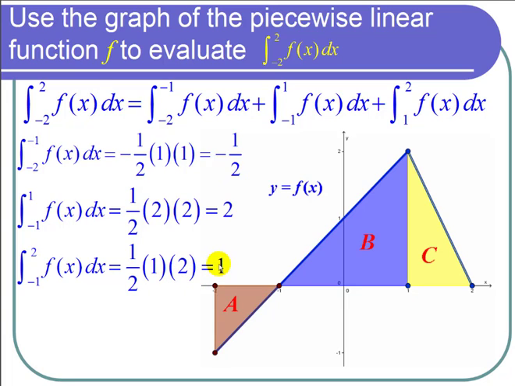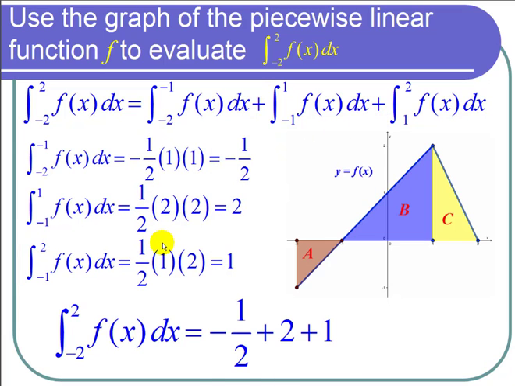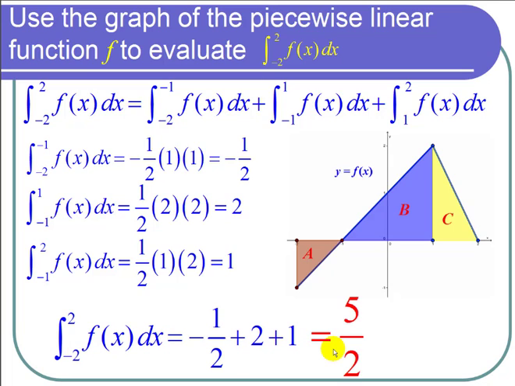So now we're ready to complete the problem. Remember that the integral from -2 to 2 of f of x dx is the sum of the 3 integrals. So we can say that it's equal to -1/2 plus 2 plus 1. So finally we can say that the integral is equal to 5/2. And I'm done with the problem.